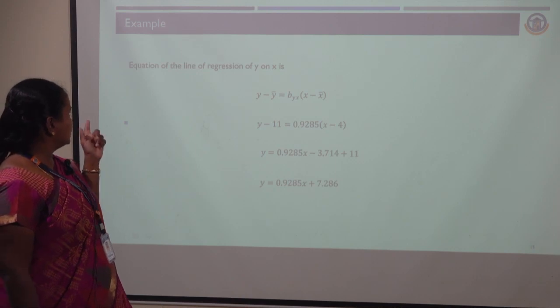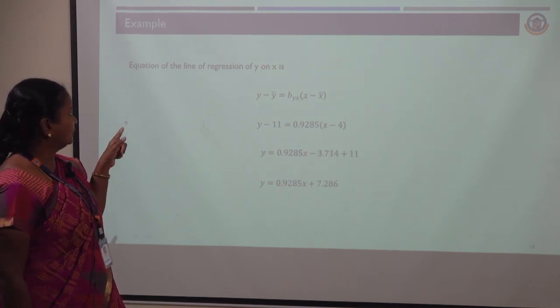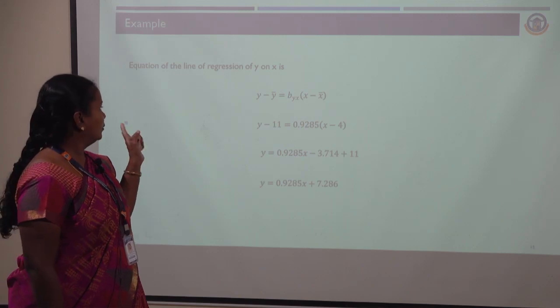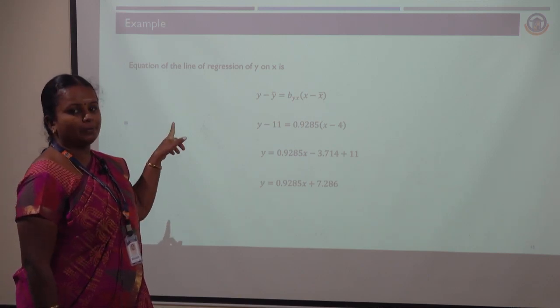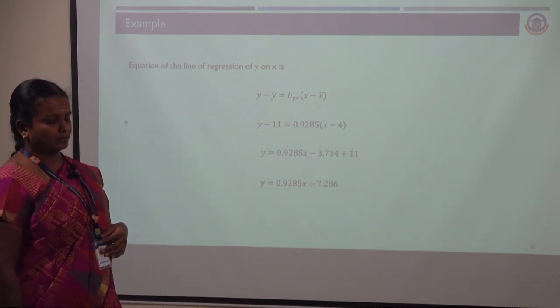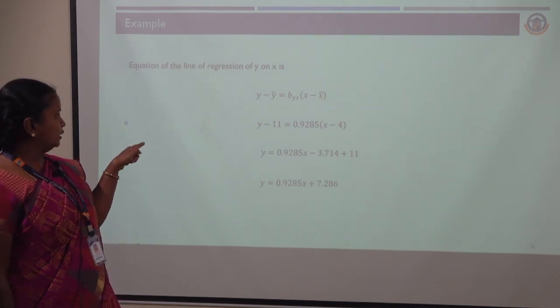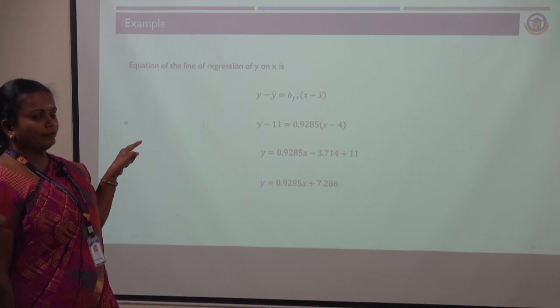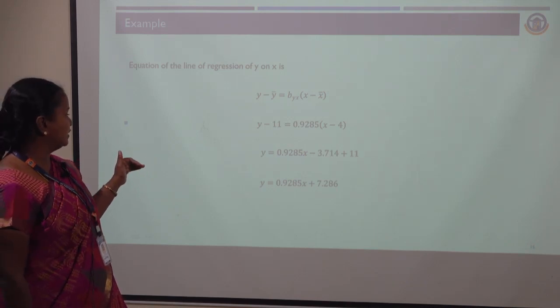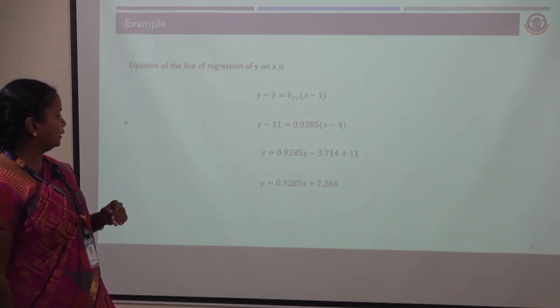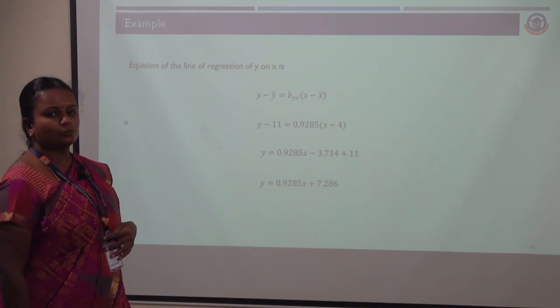The second line is the equation of line of regression of y on x. Y on x is y minus y bar equals byx into x minus x bar. Y bar is 11, byx is 0.9285, and x bar is 4. Substituting here, we get this equation as y equals 0.9285x plus 7.286.